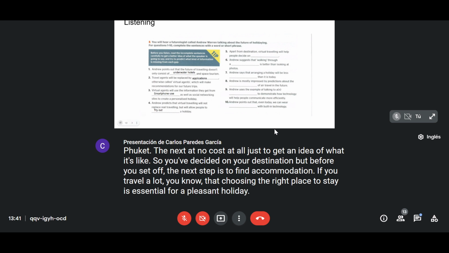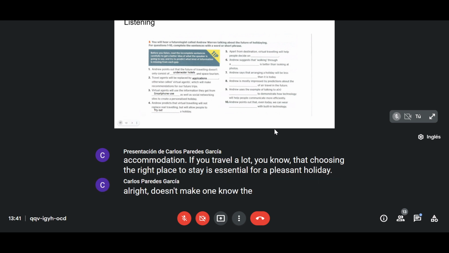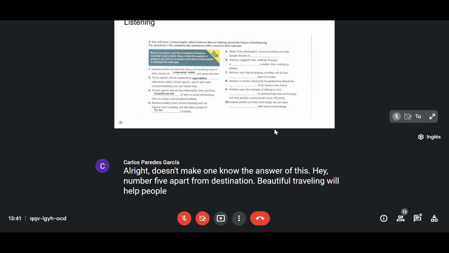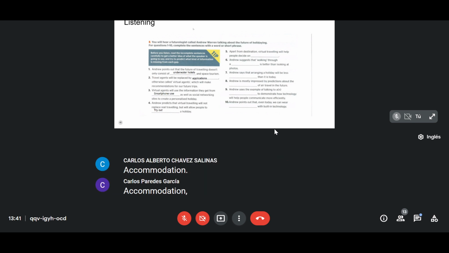All right. Does anyone know the answer of number 5? Apart from destination, virtual traveling will help people decide on accommodation. Accommodation. Very good. We continue to the next part.